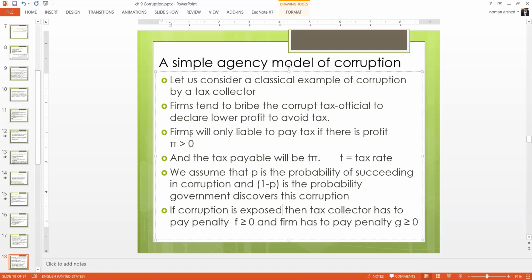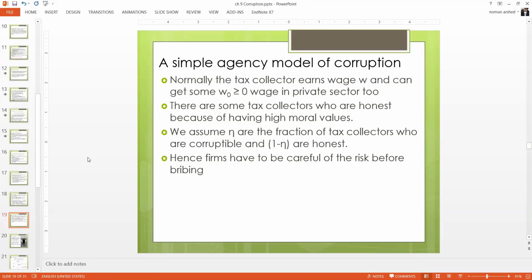If the corruption is exposed, the tax collector has to pay penalty F and the firm has to pay penalty G. So if the bribe has been paid and the government catches it, the tax collector will pay a fine or go to jail, and the firm will have to pay a fine which is equal to G. Both are positive. So normally the tax collector earns wage W, and can get some W naught, which is a positive wage in the private sector too.